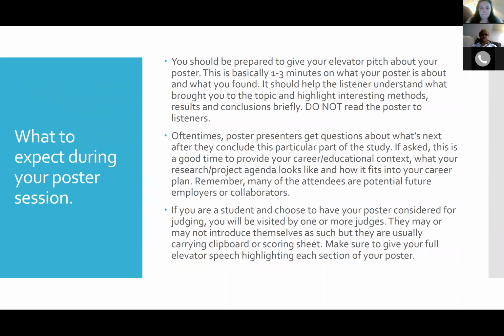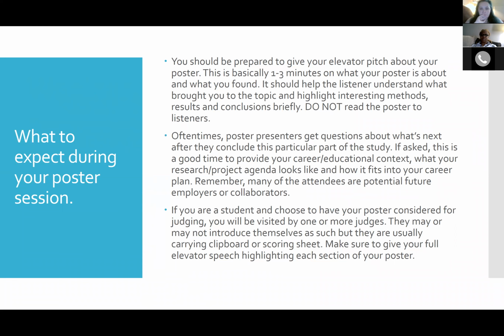So what do you expect during your poster session? If you've never done a poster session before, it's pretty important to have an elevator pitch. When we talk about elevator pitches, you get on an elevator, you're on the elevator for 30 seconds, and you have to be able to talk about your idea in a very short amount of time. And you need to be aware of your audience member and have a sense of how much time they're willing to spend on the poster. So having a couple of different versions of your talk is important.